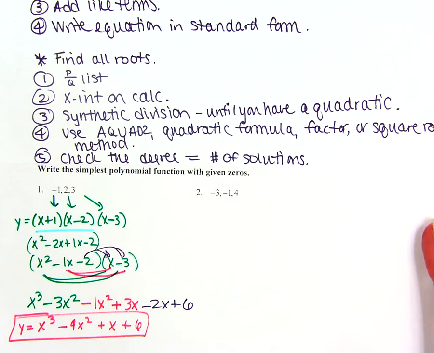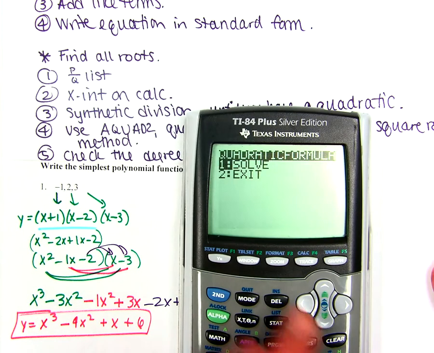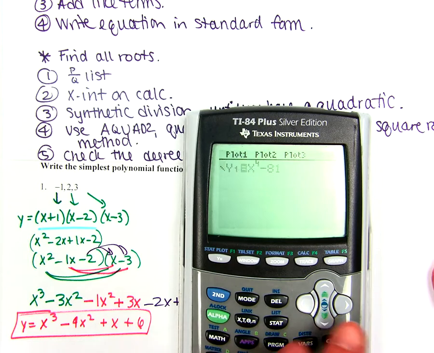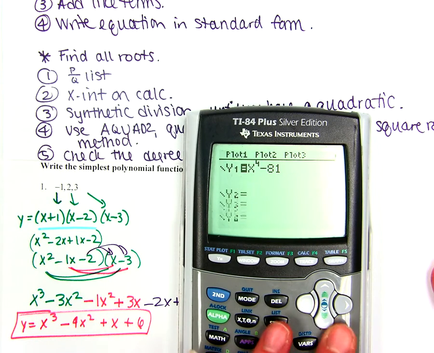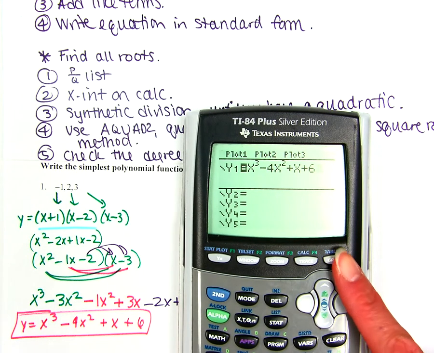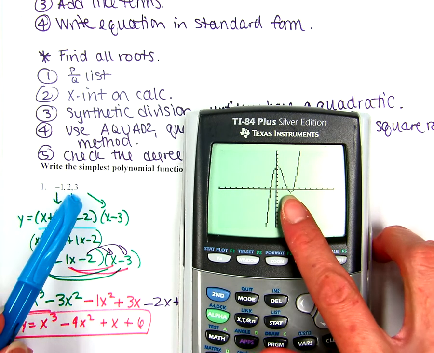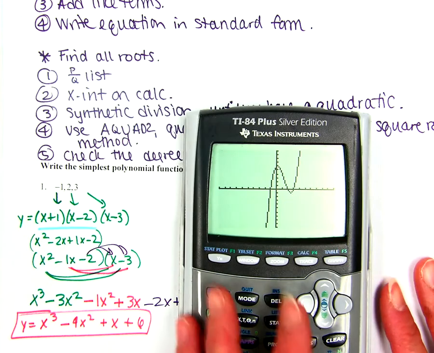So you just basically worked backwards. They gave you the answer, you came up with the equation. So here would be a great way to check to see if you have the right answer. I'm just going to go to y equals, and I'm going to type in the equation that I have. X to the third minus 4x squared plus x plus 6. Okay, and then hit graph, and if I did the correct equation, then I should have x-intercepts at -1, positive 2, and positive 3, which I do.